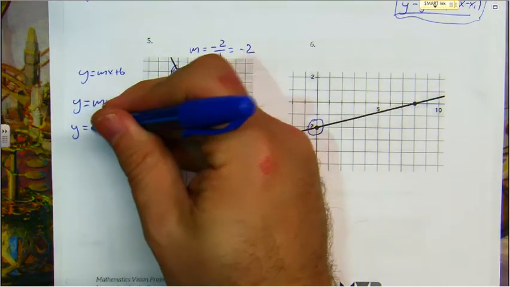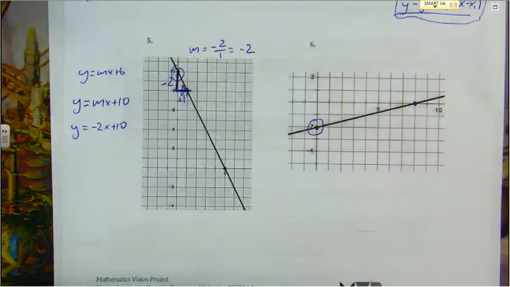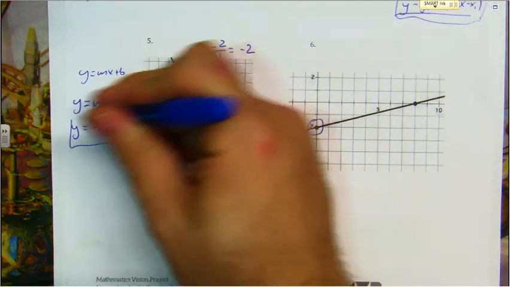So y = -2x + 10. And I've completed the task. I've written an equation for this. That's it.